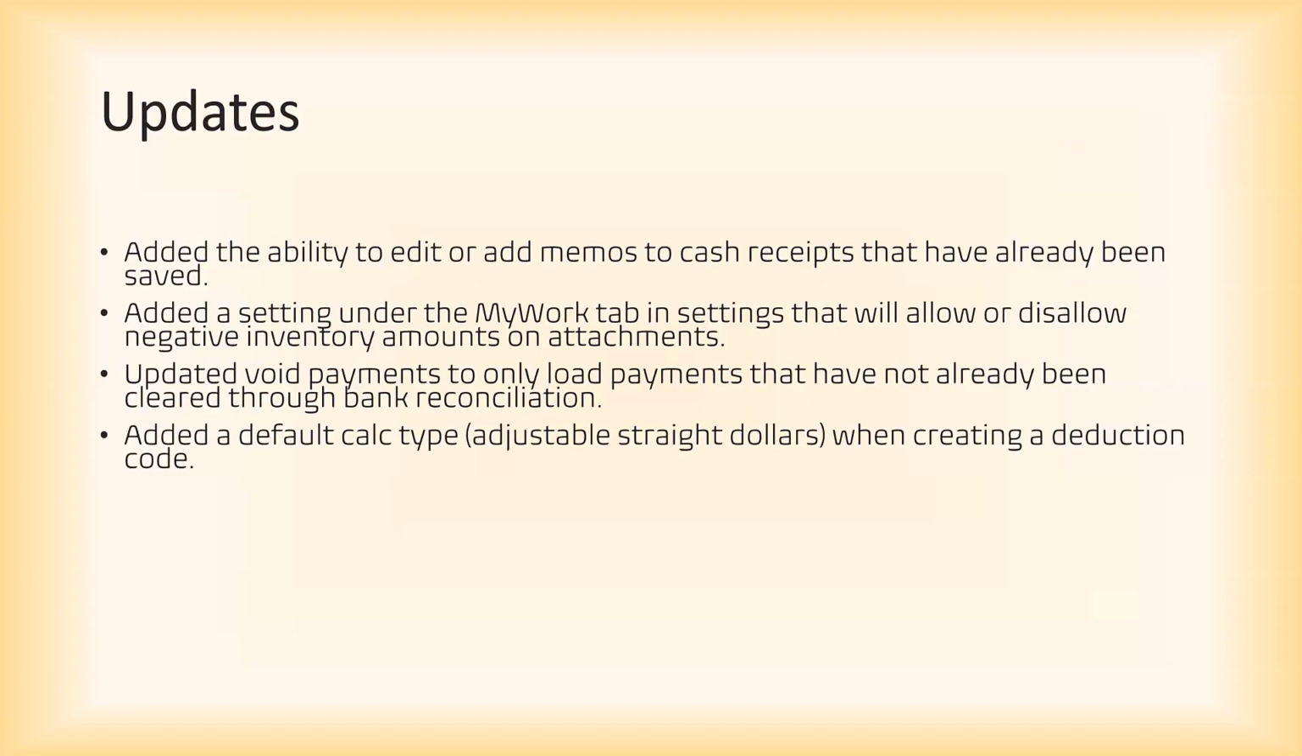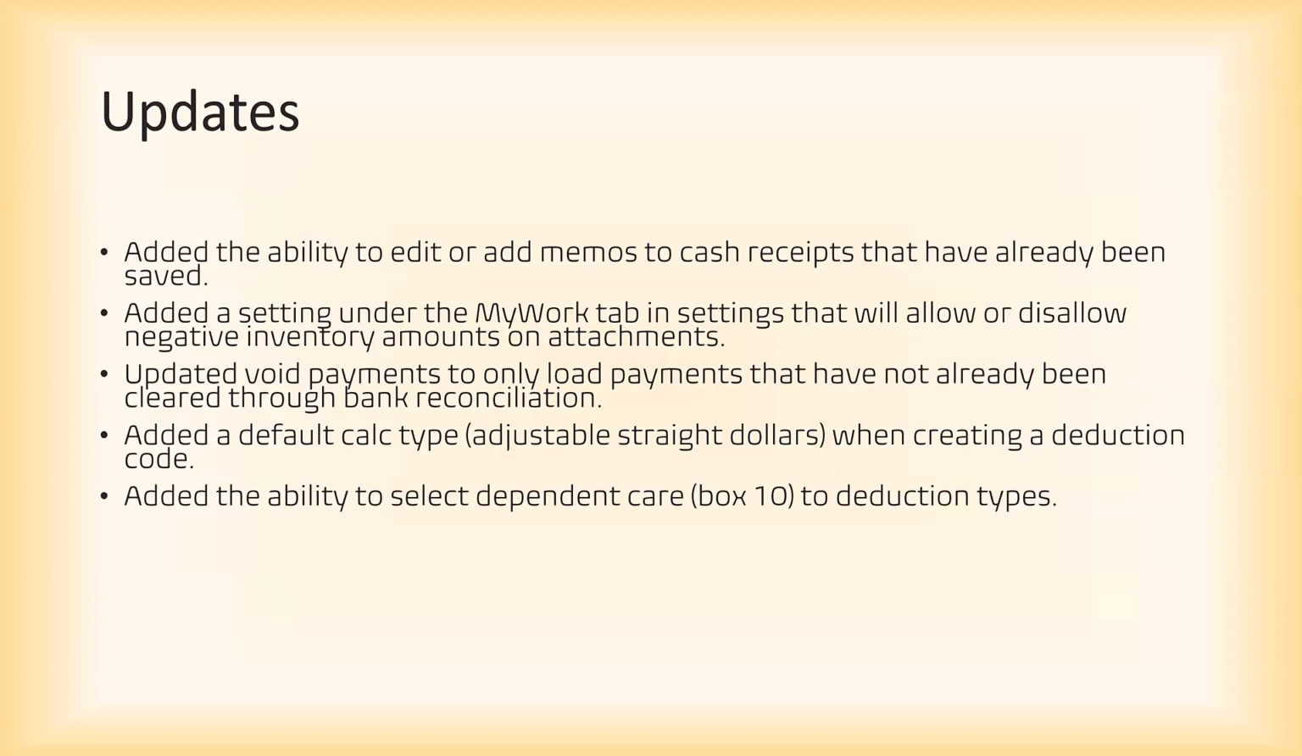We added a default calc type, adjustable straight dollars, when creating a deduction code. So when you click on new, it should just come up automatically with adjustable straight dollars as a deduction code. That way it'll always have a calc type. We added the ability to select dependent care box 10 to deduction type. So now when you choose the W2 option in deduction types, there'll be a dependent care option.